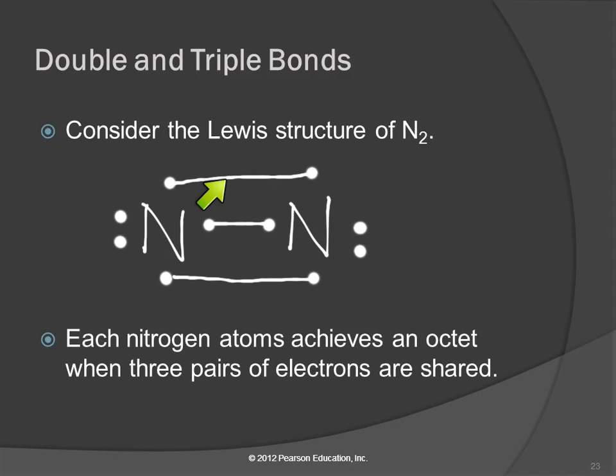Now the 3 bonds count for both nitrogens. So this nitrogen counts the 2 lone pairs, and 2, 4, 6 for the bonds. 6 plus 2, 8. Same thing for the other one. So let's clean that up a little bit. This is called a triple bond. So this is a good Lewis structure for nitrogen. We can also draw it just using the dots.